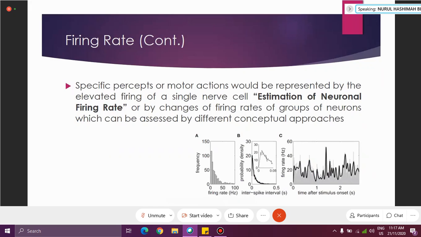So this is called estimation of neuronal firing rate. Some of the neurons may fire nearly similar firing rates in the spike train, but suddenly some of the neurons will have a higher firing rate when the signal goes through them. So that's called estimation of neuronal firing rate.